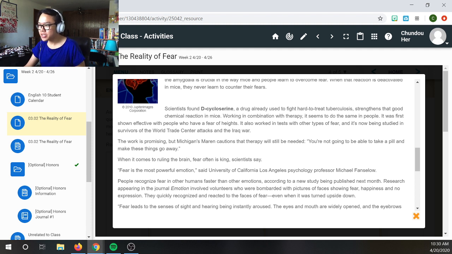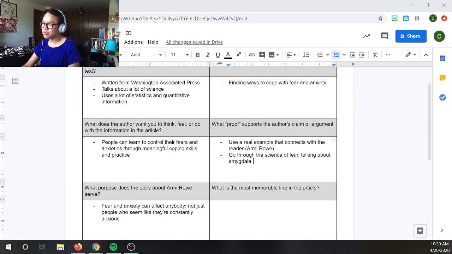Scientists found D-cycloserine, a drug already used to treat tuberculosis, strengthening that good chemical reaction in mice. Working in combination with therapy, it seems to do the same in people. It was first shown effective with people who have a fear of heights. It also worked in tests on other types of fear, and it's now being studied in the survivors of the World Trade Center attacks and the Iraq War.